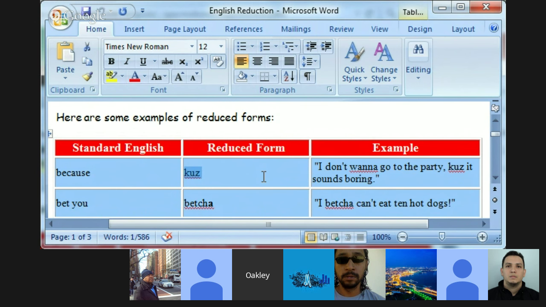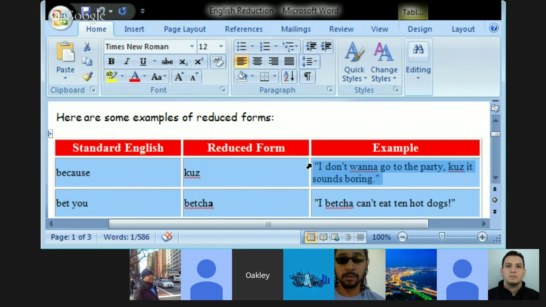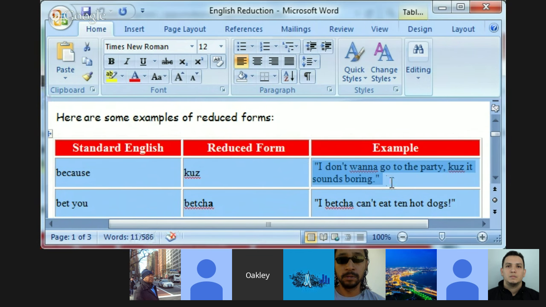Yes, really. You guys have reduced a lot of English, you know? Yeah, too true. All right, can you see this example okay? Yeah, I can see it.